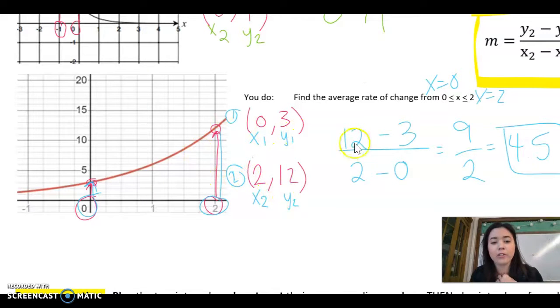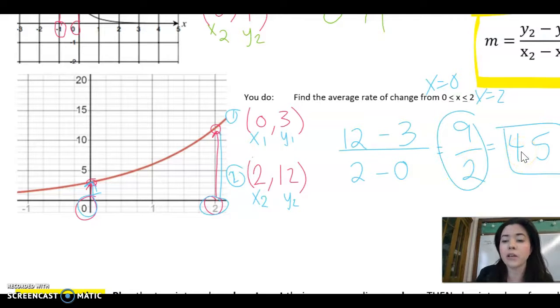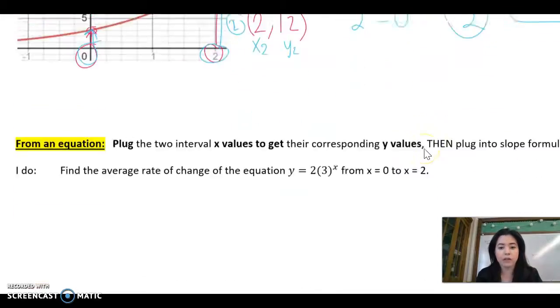So then we labeled 12 minus 3, y2 minus y1, and then x2 minus x1, 9 over 2. You could leave it as 9 over 2 or give me the decimal 4.5. I will accept either of those answers.